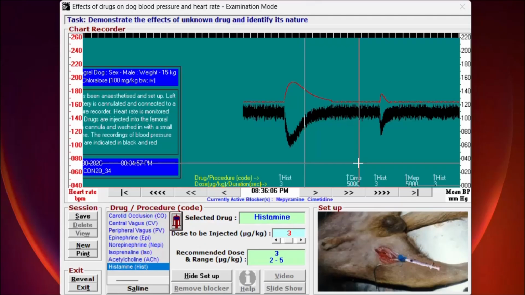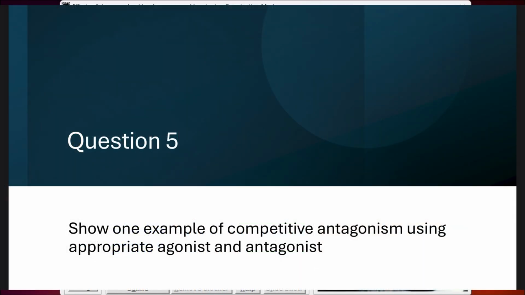So these questions are very simple. If you know the steps, you can easily get 10 marks. All you need to know is the concept behind this, because the concept behind these questions are also asked during the Viva. Okay. Now let's go to the next question, that is to show one example of competitive antagonism using appropriate agonist and antagonist.